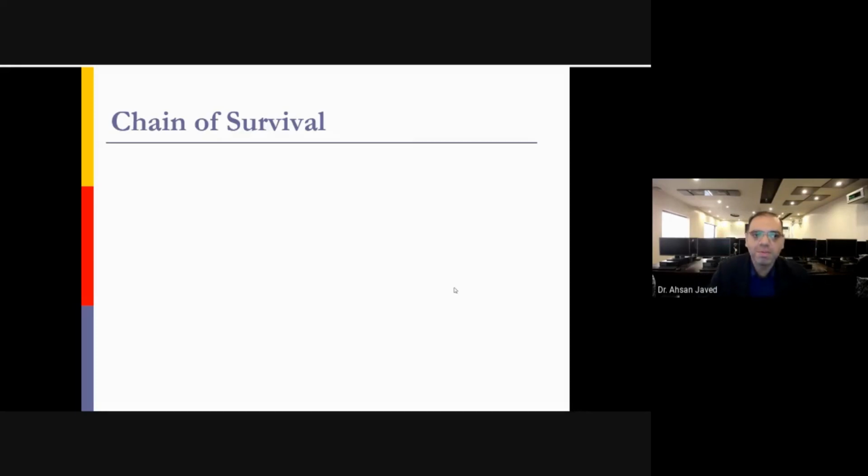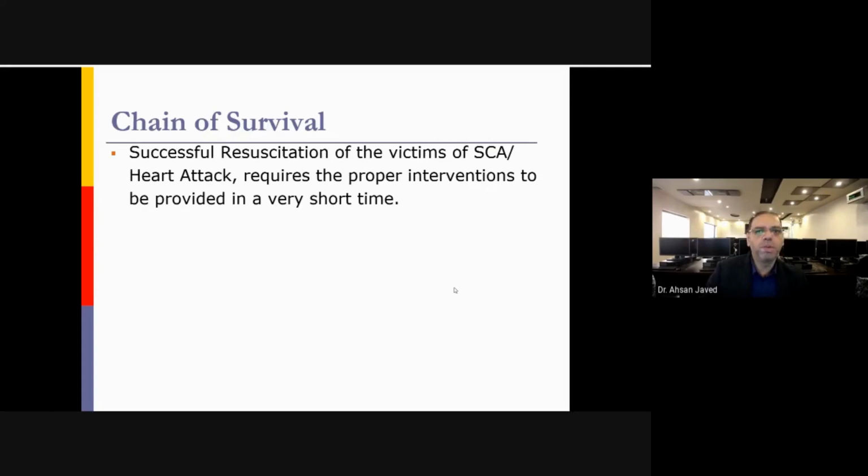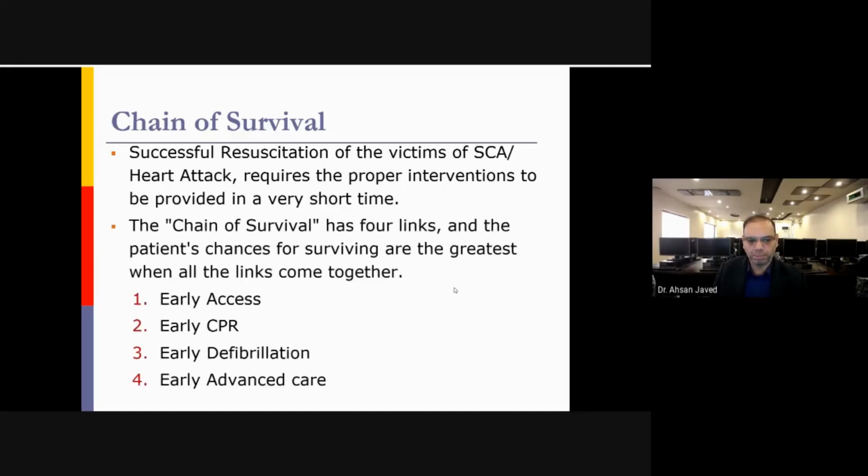The chain of survival is the major part which will be able to save the life of that person. Successful resuscitation of the victim of sudden cardiac arrest or heart attack requires proper interventions to be provided in a very short time. The chain of survival has 4 links.